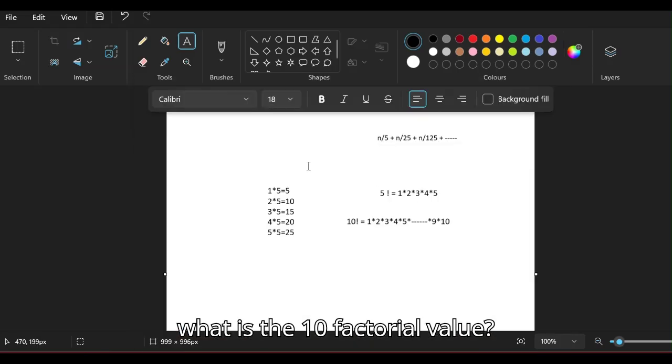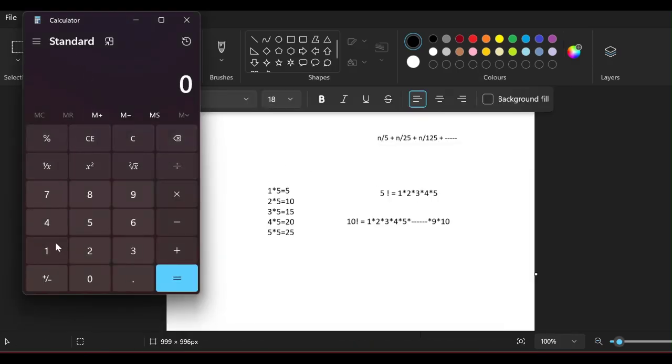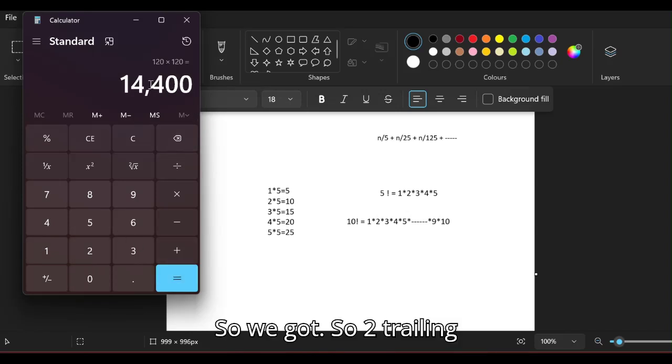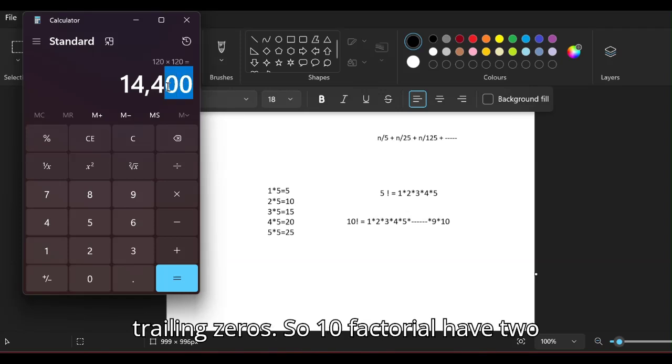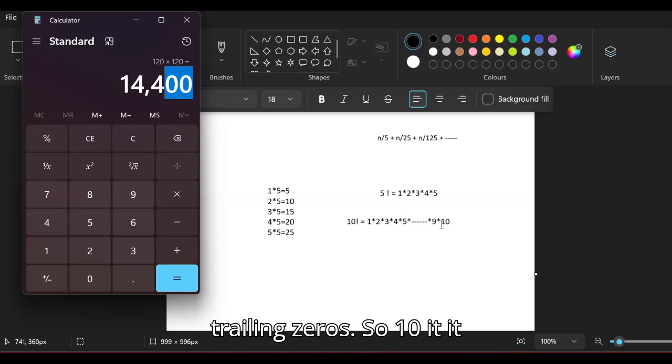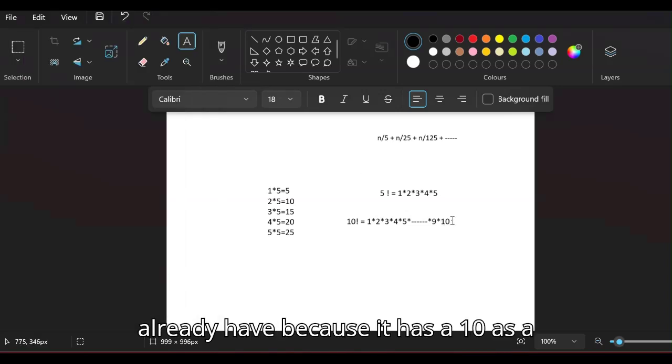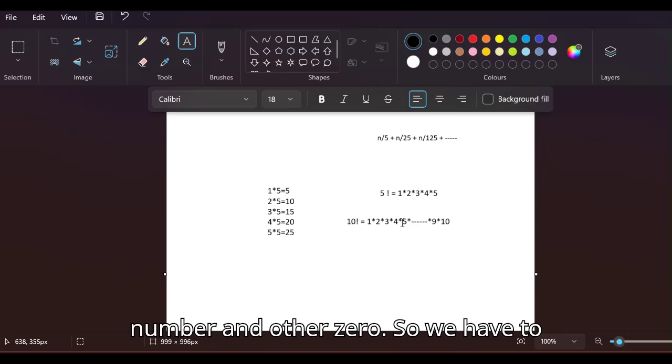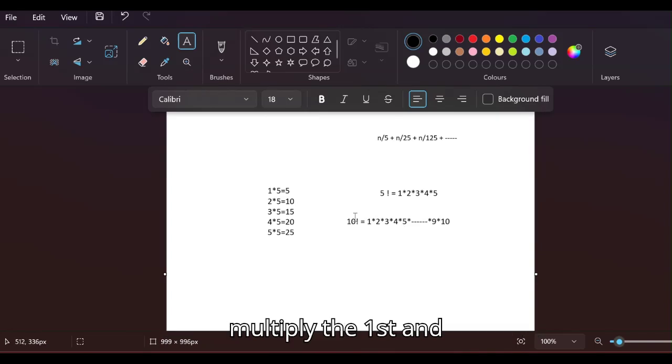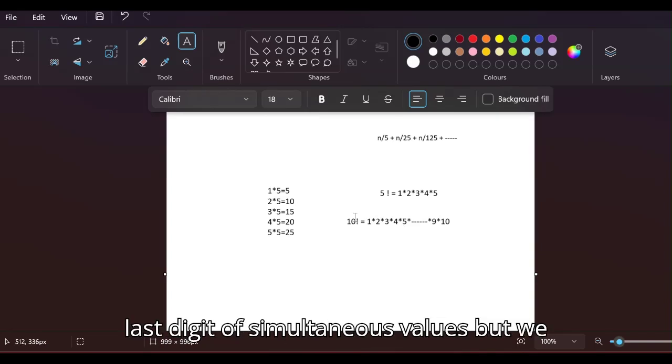What is the 10 factorial value? 5 factorial is 120, so 120 into 120 gives 14,400. So it has two trailing zeros. 10 factorial has two trailing zeros. One zero it already has because 10 is one of the numbers, and for the other zero we have to multiply the other numbers.